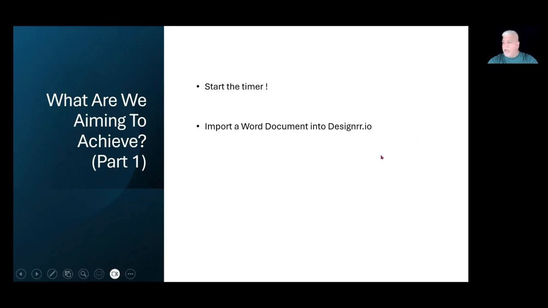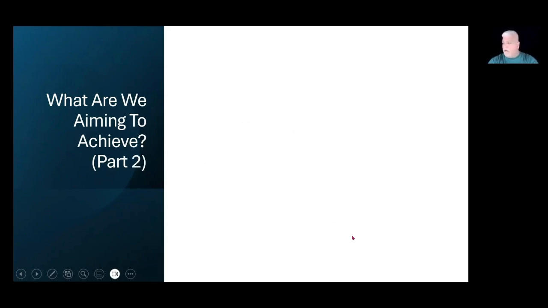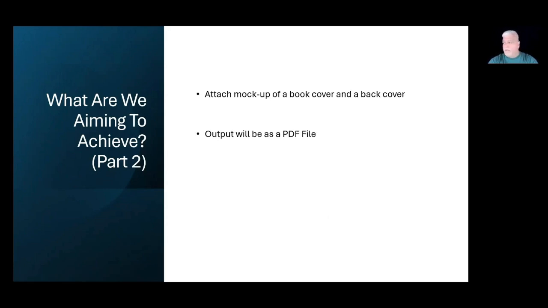We're going to import a Word document into Designer.io. We're going to use the tools and features to format the document that we create. We're going to insert page breaks for chapters and a table of contents, and also attach a mock-up of a book cover and a back cover as well. We're going to output it as a PDF file, but I may also show you a different way of looking at it. We're going to download the PDF, and stop the timer and see how long it takes. It could take as little as 10 minutes, maybe.